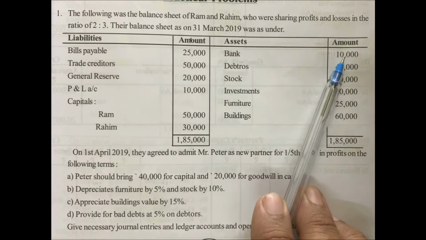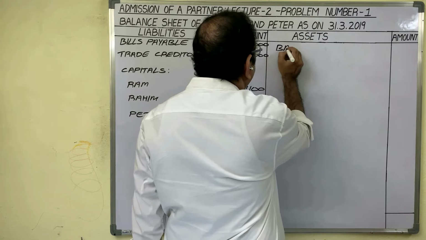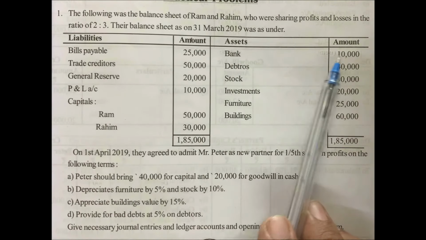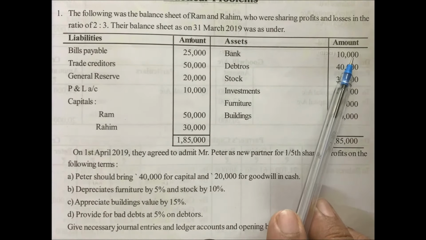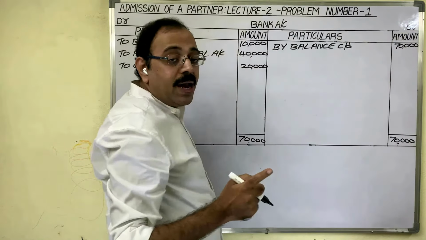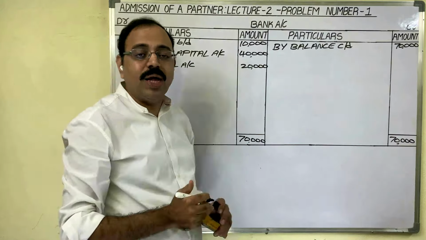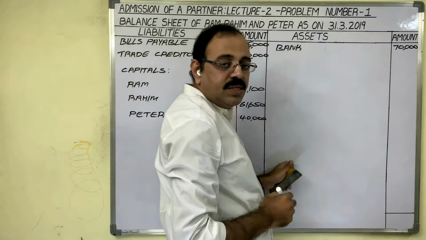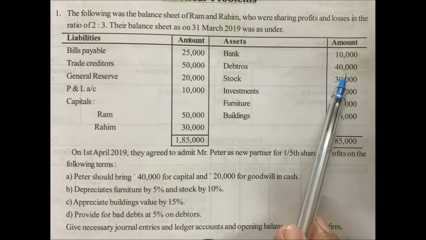Bank, 10,000 rupees. Which amount should we show here? In the old balance sheet, the bank balance is given as 10,000 rupees. No, we should not show this amount here. This 70,000 rupees in the new balance sheet under the asset side we have to show as the bank balance. 70,000 rupees.